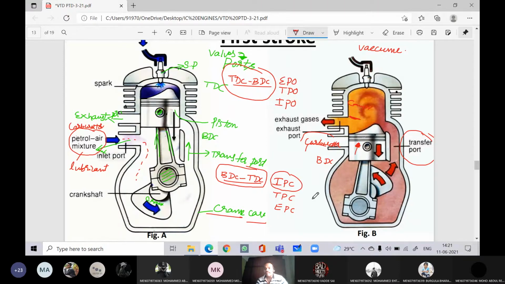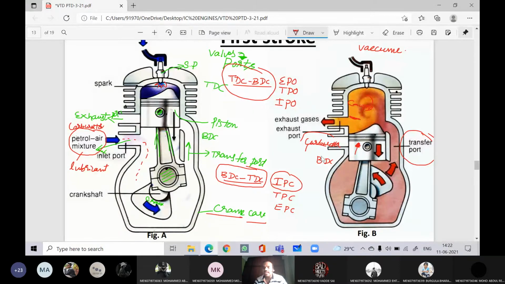Please understand, when the piston is moving from BDC to TDC, first it uncovers the inlet port, then it covers the transfer port, then it covers the exhaust port. The moment it covers the exhaust port, that is the start of the compression. Further movement of the piston compresses the air fuel mixture, and at the end of the compression stroke, the spark is injected. The spark is injected, thereby the combustion is initiated.